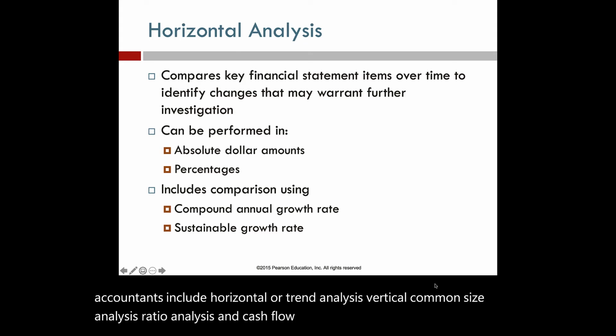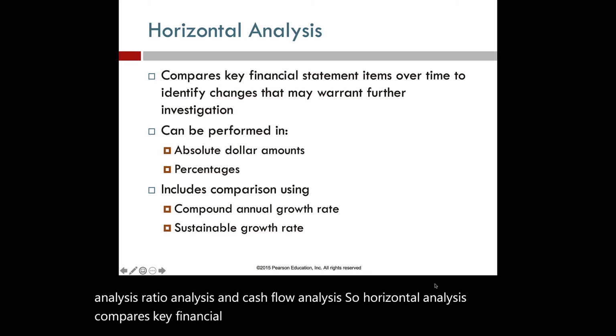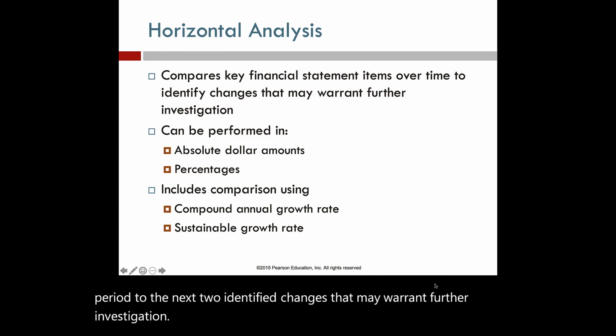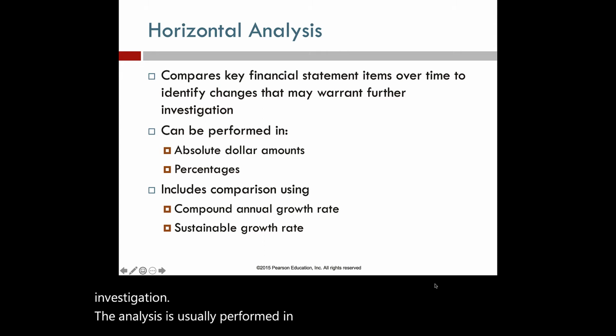Horizontal analysis compares key financial statement items over time from one accounting period to the next to identify changes that may warrant further investigation. The analysis is usually performed in two ways. We could do it by absolute dollar amounts or percentages.